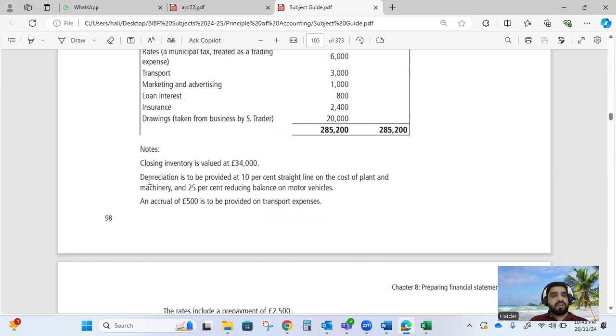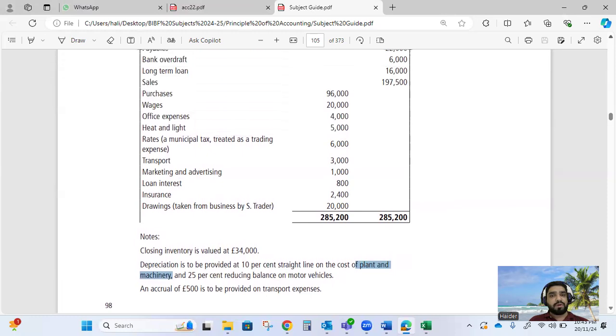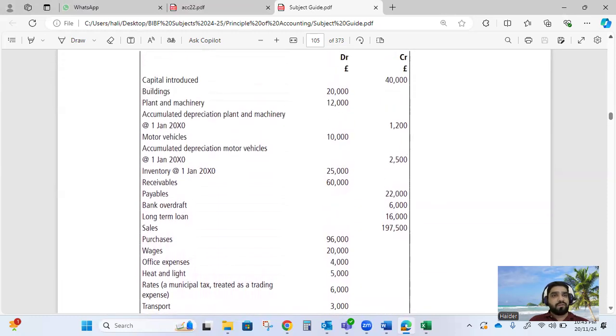Now, the second adjustment is depreciation. It is to be 10% straight line method on cost of plant. Yes, do you remember I have provided you the information? If the method is straight line, we will be using cost as the base to calculate the depreciation. So plant asset, look at the value of plant as 12,000. So 10% straight away will be taken on this 12,000.